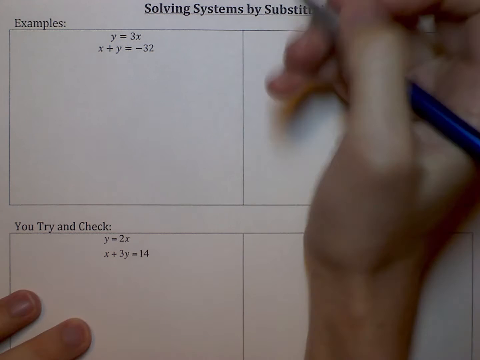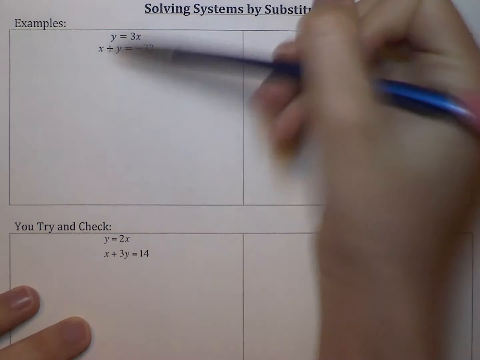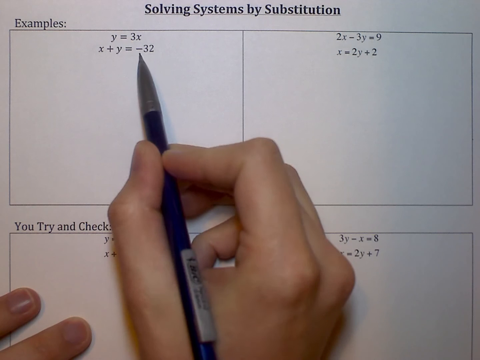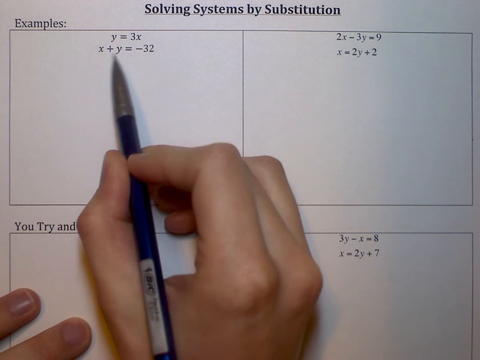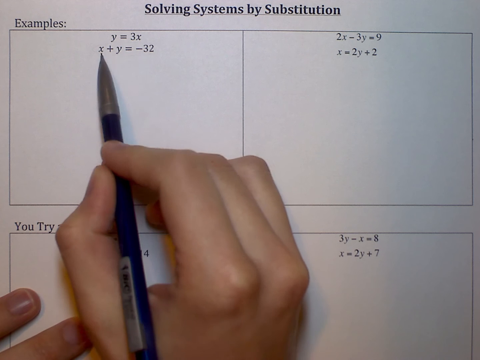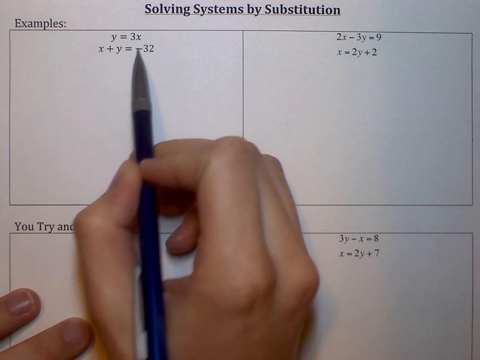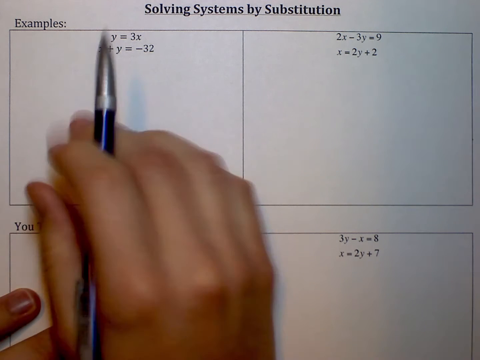Like elimination, my goal with substitution is to get so that there's only one variable. So here, for example, this is not an equation I can solve. x plus y equals negative 32. I can't solve that equation. There's a lot of possibilities, right? This could be negative 16 and negative 16. It could be negative 32 and 0. It could be 0 and negative 32. So this is not an equation I can solve. And so my goal is to get an equation with one variable, which I can solve.